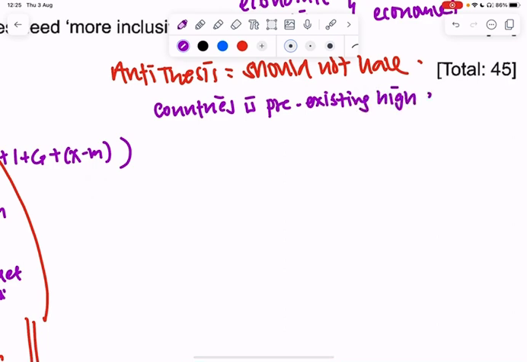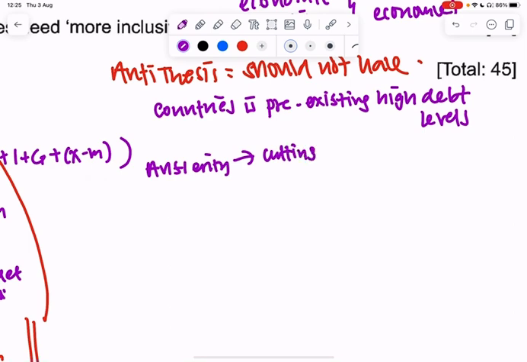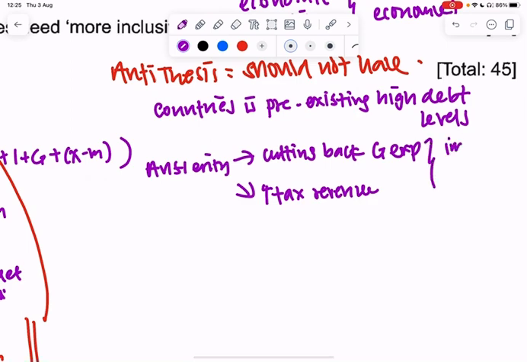So my antithesis is that countries with pre-existing high debt levels should definitely not borrow to invest. Instead, they should probably adopt austerity policies. So why do I say that? When I talk about austerity policies, I'm talking about cutting back government expenditure and increasing my tax revenue. So both of which will help to improve my government budget position and reduce my debt.